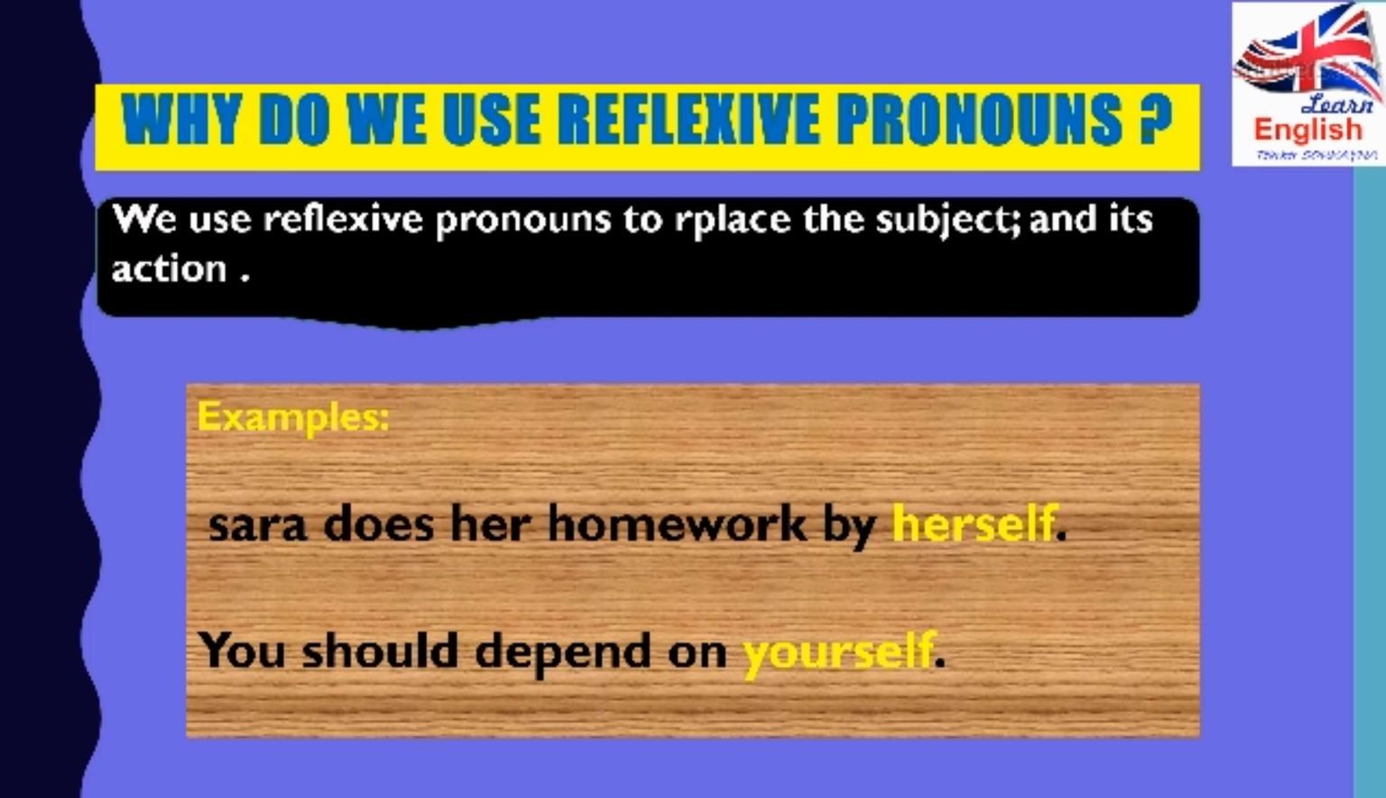Good. So I will repeat again. Sarah does her homework by herself. You should depend on yourself. Here we have the preposition on, and in the first example we have the preposition by. But what is important and what you have to know is that the reflexive pronoun comes at the end of the sentence, after the preposition: by, on, to, and so on.